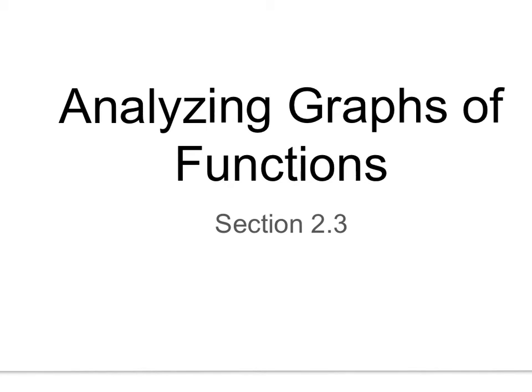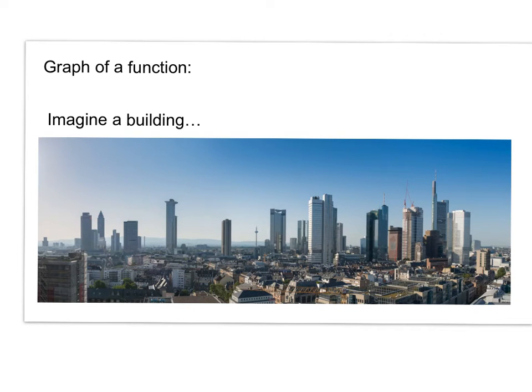This is section 2.3. If we're going to analyze a graph of a function, we really need to know what a graph of a function is. A graph of a function is traditionally, we see that line or that curve or maybe a collection of lines on a coordinate plane. But a graph of a function is a collection of points.